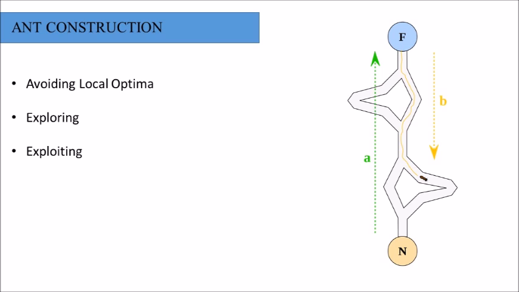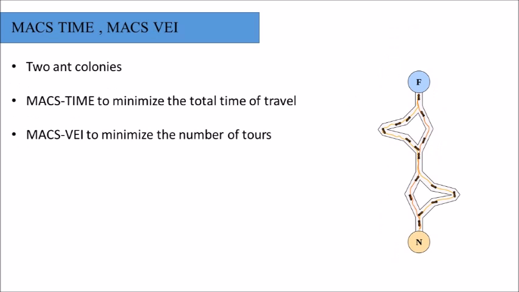If the random number generated is greater than the cutoff parameter, the customer is chosen randomly, and this process is called exploring of the trip. If the number is less than the cutoff parameter, then the customer with the maximum probability is chosen, and this process is called exploiting. In this process, we use multi-ant colony system.